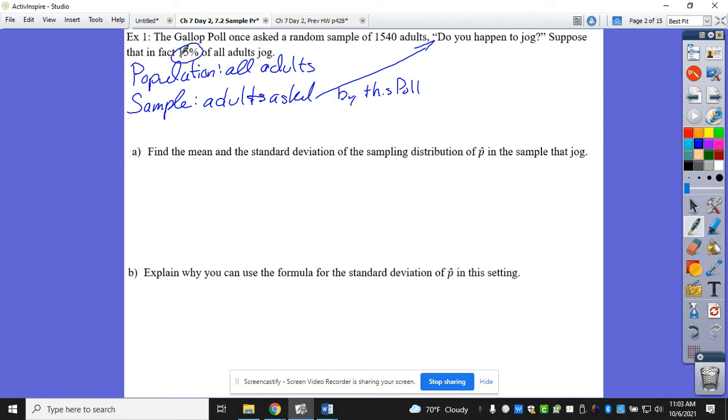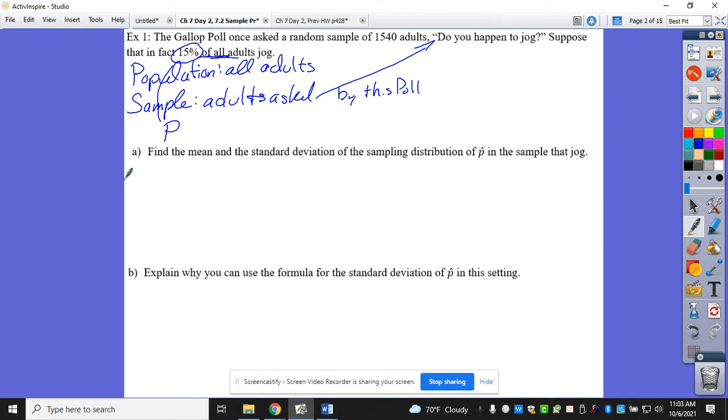What does this number represent? What symbol? Because it's of all, that is our P. And like I said, you didn't necessarily have to write that, but I just wanted to go over it as we're going.